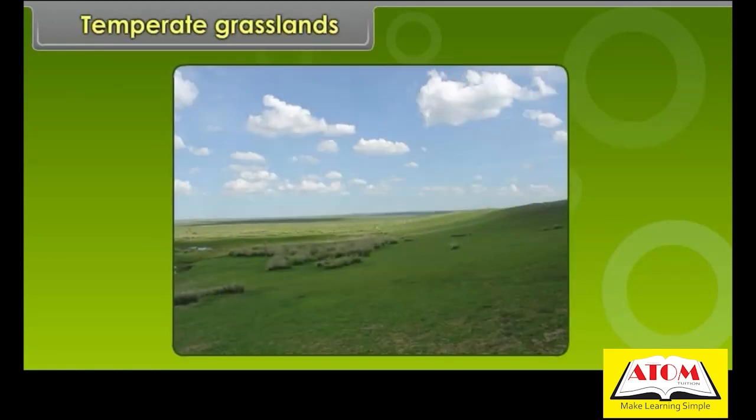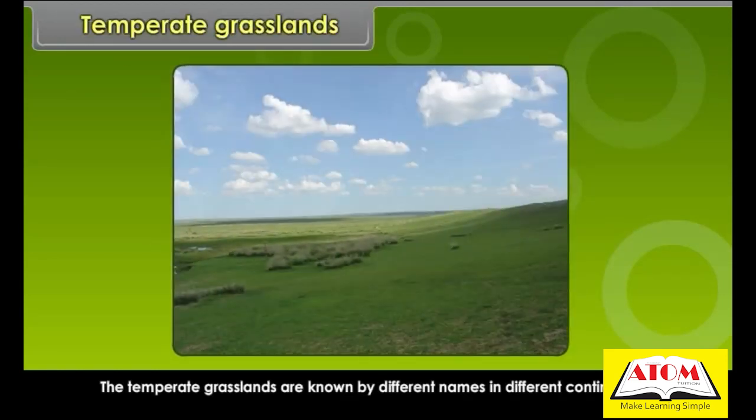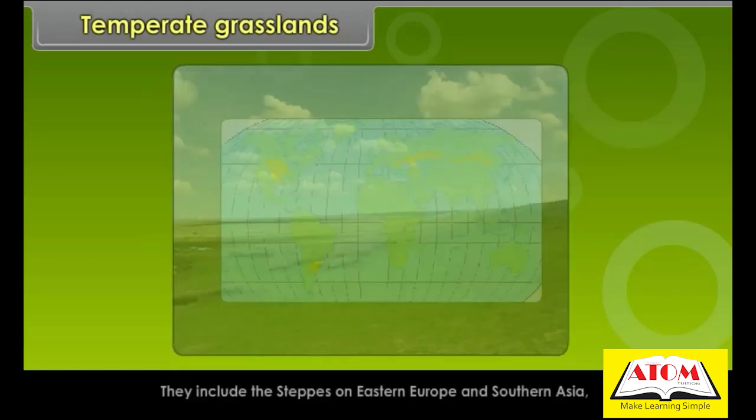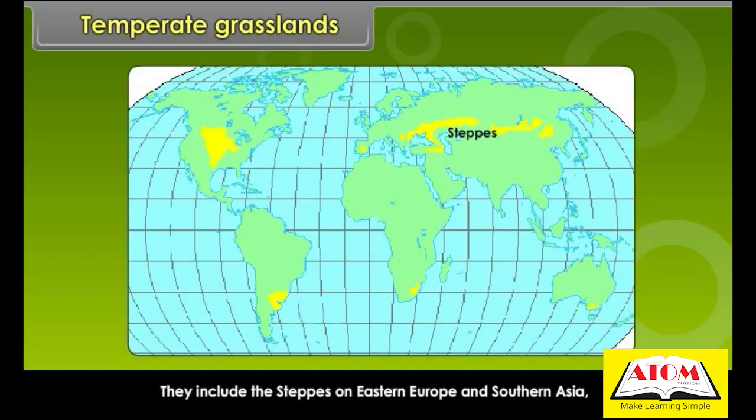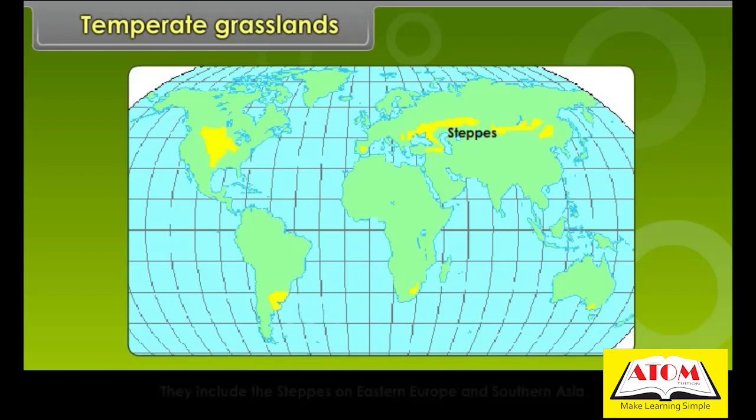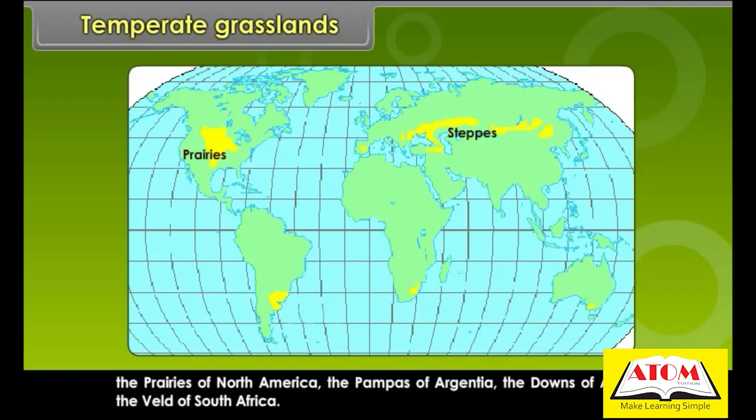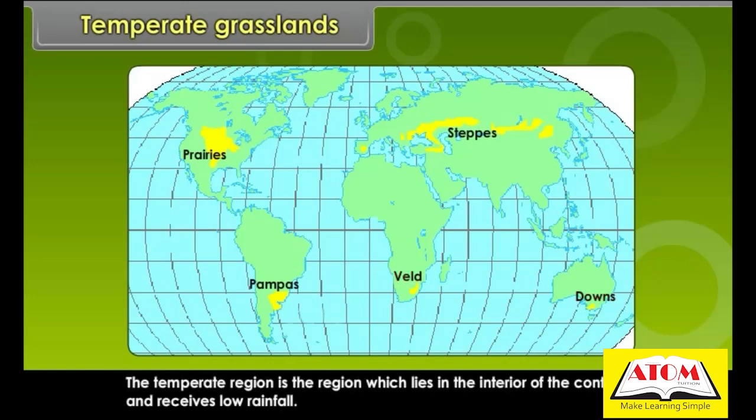Temperate grasslands. The temperate grasslands are known by different names in different continents. They include the steppes in Eastern Europe and Southern Asia, the prairies of North America, the pampas of Argentina, the downs of Australia, and the veld of South Africa. The temperate region is the region which lies in the interior of the continents and receives low rainfall.